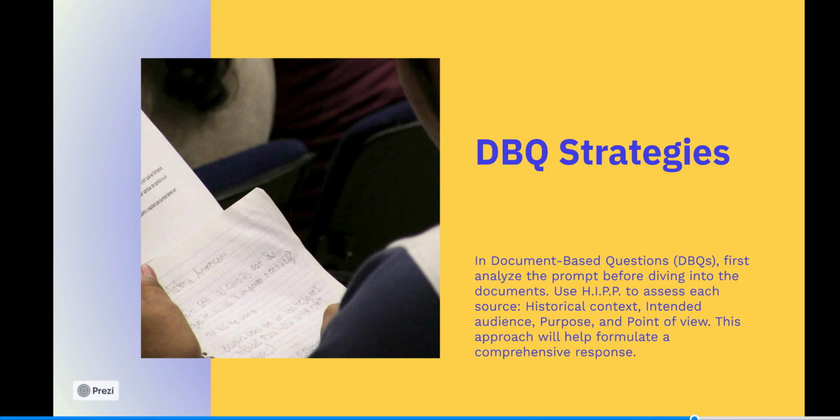So H, make sure that you're looking at the historical context of the primary or secondary source. Make sure that you know who the intended audience is, that you know what the purpose of the piece is, the point of view of the author, and then how are you going to use it? So O is your organization. How are you going to use it in your essay to help support evidence for your thesis on that DBQ?